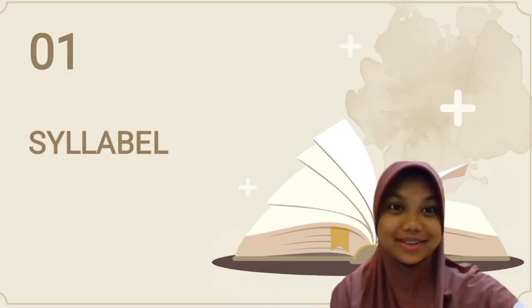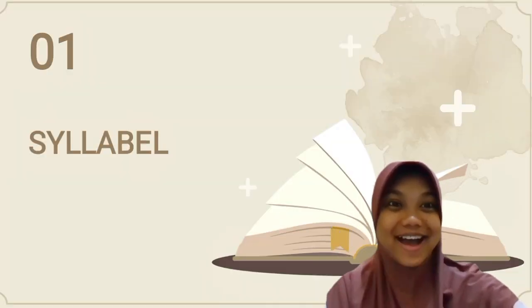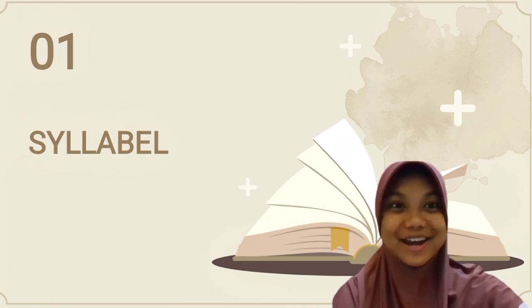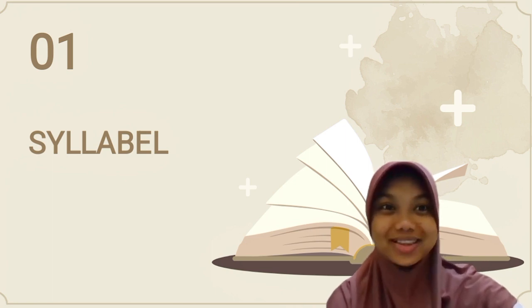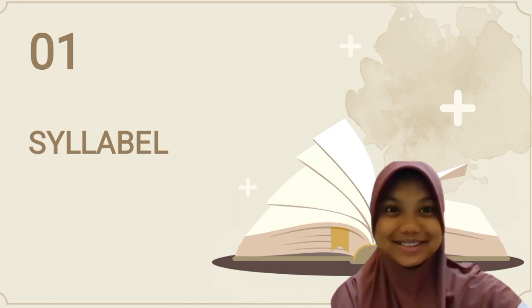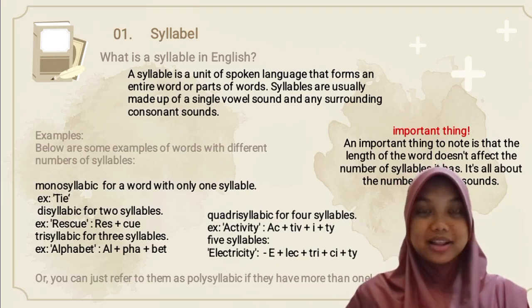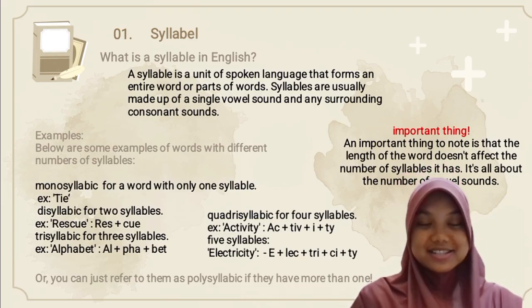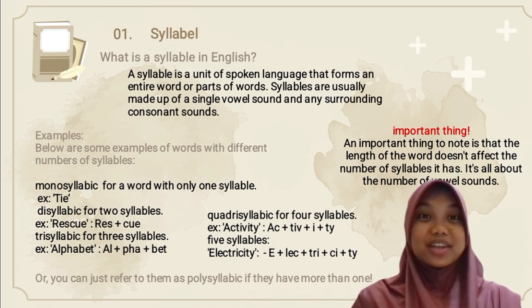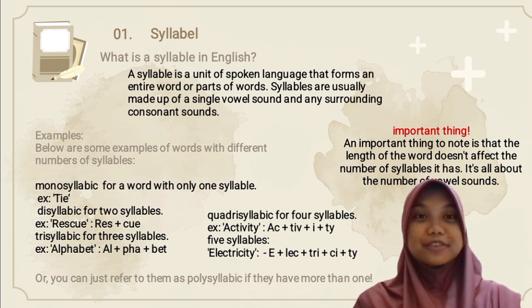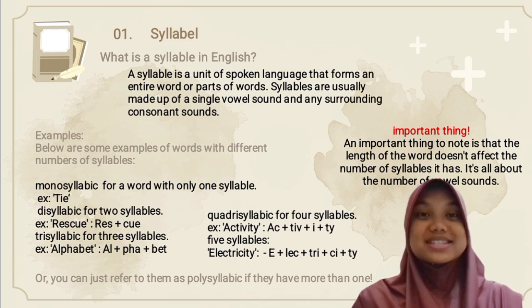Assalamualaikum warahmatullahi wabarakatuh. Hi everyone, I'm Anindya Khumaira, and now I would like to tell you what is syllable and the examples. Syllable. What is a syllable in English? A syllable is a unit of spoken language that forms an entire word or parts of words. Syllables are usually made up of a single vowel sound and any surrounding consonant sounds.